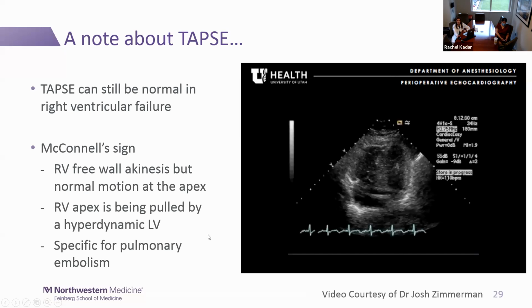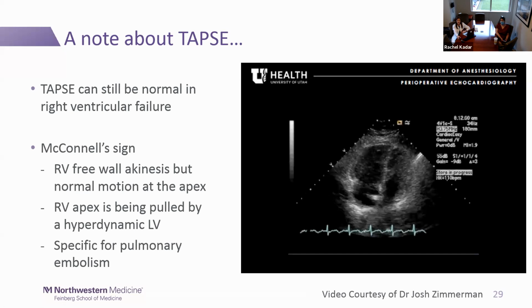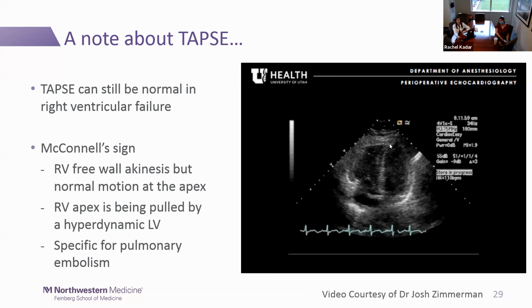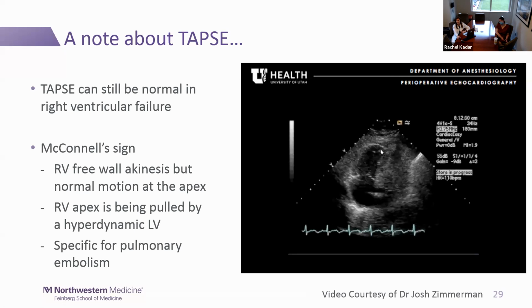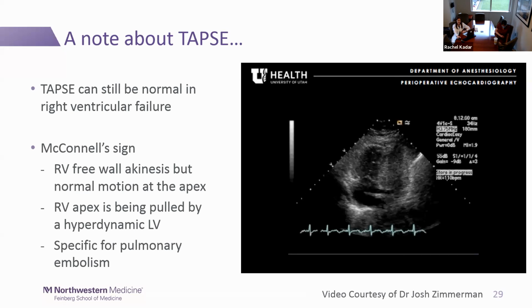And so this is an example of the McConnell sign, where you essentially have free wall akinesis. So that free wall is not moving, but there is normal motion at the apex. And the thought is that that right ventricular apex is really being pulled by the left ventricle, by a hyperdynamic left ventricle, and this is specific for a pulmonary embolism.